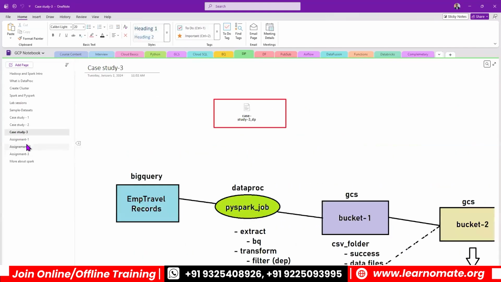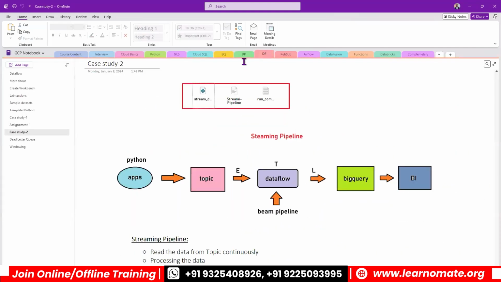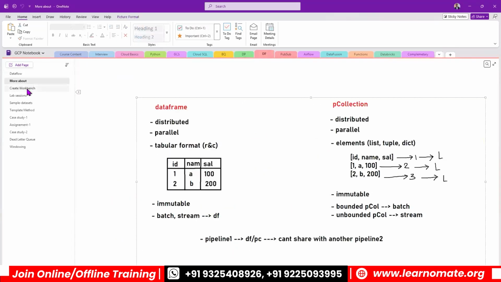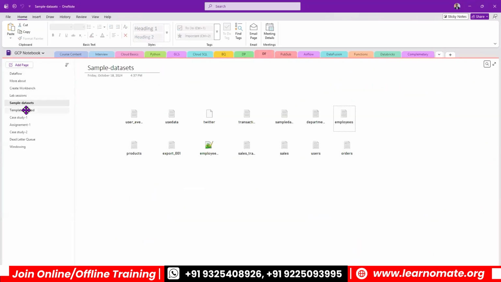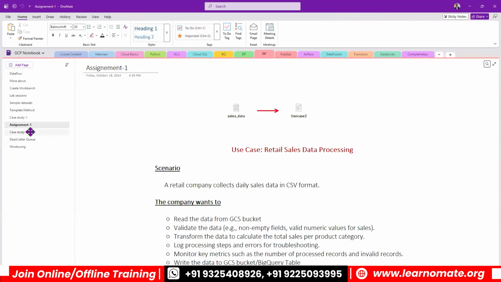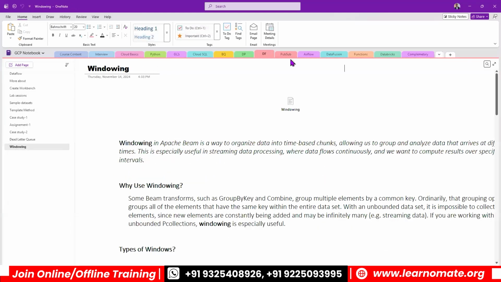Dataflow, Hadoop, Spark, Dataproc, cluster, Spark and PySpark, lab sessions, case study 1, case study 2, case study 3, assignments also there. Dataflow: what is Dataflow and how it is different from Dataproc, and creating workbench, lab sessions, dataset, template method, case study 1, assignment 1, case study 2, dead letter queue, windowing techniques.